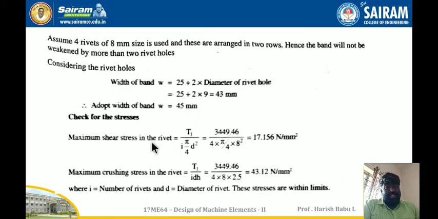So checking the stresses, the maximum stress in the rivet is T1 divided by i pi by 4 into d square. I get 17.156 Newton per mm square. The maximum crushing stress is T1 by i dh. I get 43.12 Newton per mm square, where i is the number of rivets and d is the diameter of the rivets. So these stresses are within the limit. So you can consider the bandwidth as 45 mm.